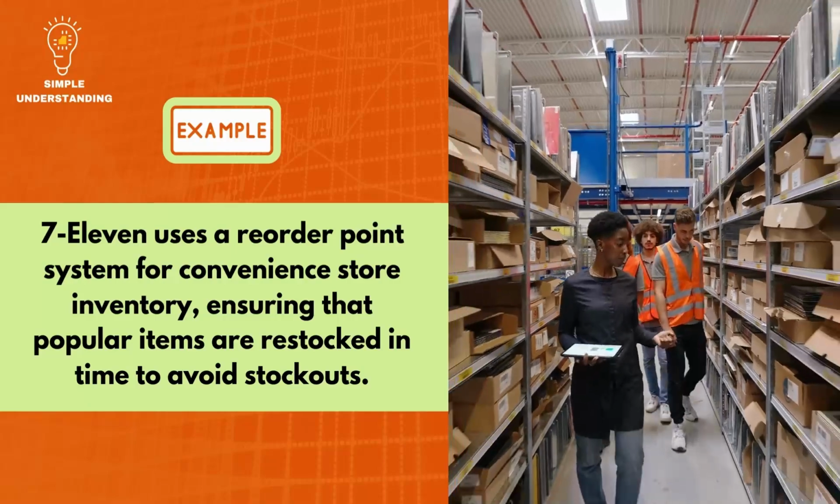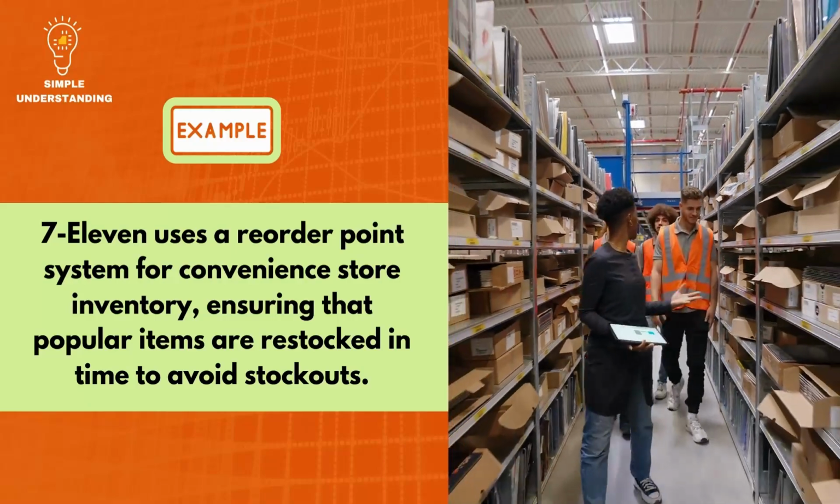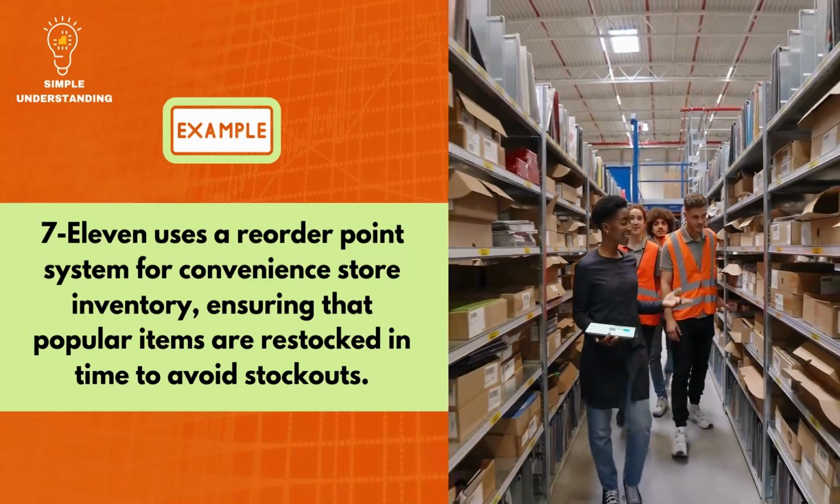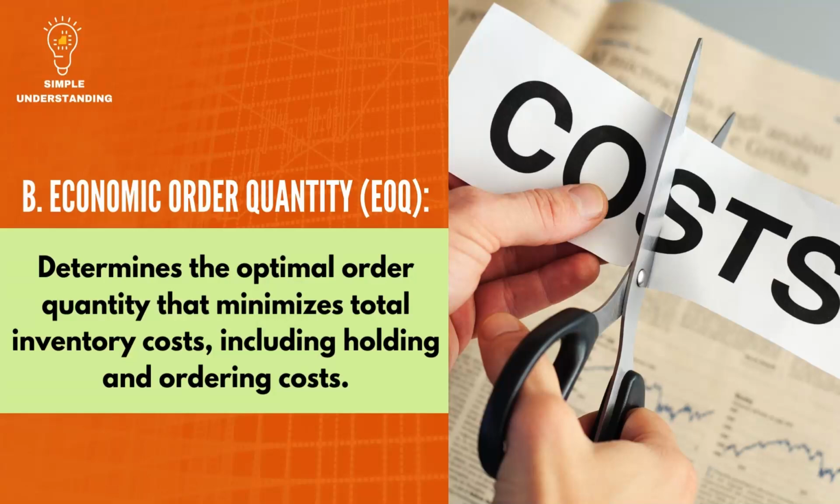Example: 7-Eleven uses a reorder point system for convenience store inventory, ensuring that popular items are restocked in time to avoid stockouts. B. Economic order quantity, EOQ, determines the optimal order quantity that minimizes total inventory costs, including holding and ordering costs.